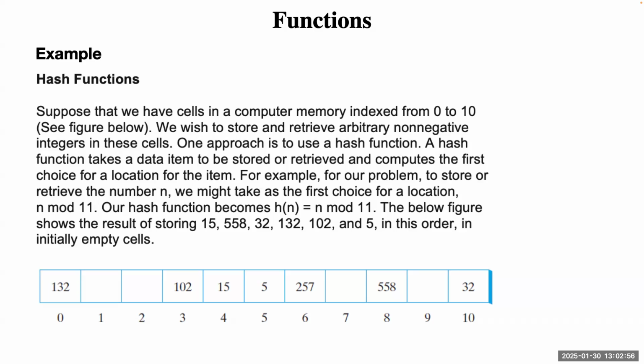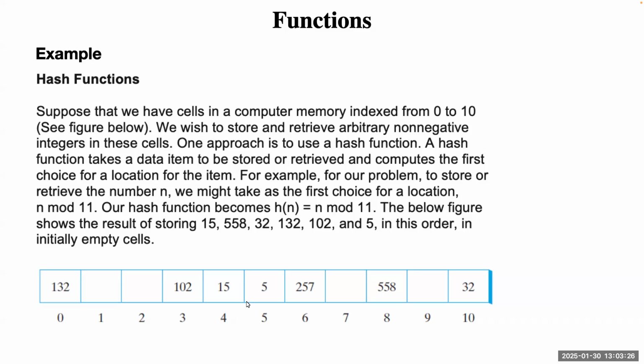A hash function takes a data item to be stored or retrieved and computes the first choice for a location of that item. So in this problem, we're going to store or retrieve the number n. We might take as a first choice for the location n mod 11, mod 11 because there's only 11 cells, 0 to 10. Our hash function h(n) equals n mod 11.